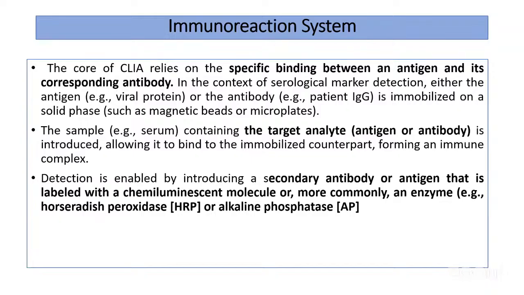In immunoassay, the core is the specific binding of an antigen and the corresponding antibody. The sample will be the same again, and the target analyte can be an antigen or antibody. Again, a secondary antibody or antigen comes in. It is the same as ELISA, but here it is labeled with a chemiluminescent molecule. That chemiluminescent molecule can be used directly, or it can be attached to an enzyme like horseradish peroxidase or alkaline phosphatase.